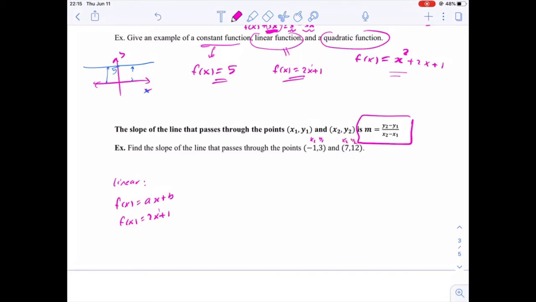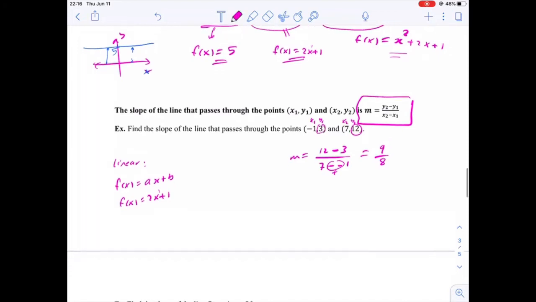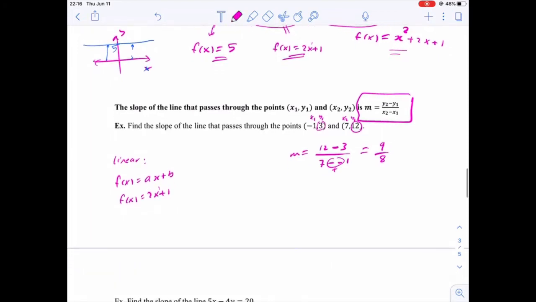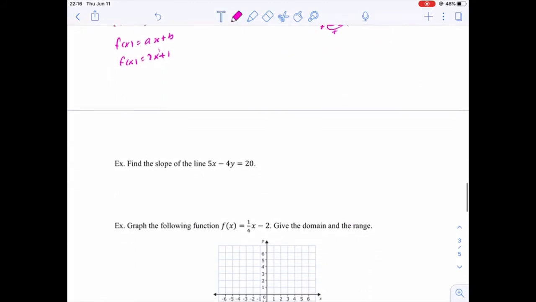This is x2, y2. And then we find the slope. m is y2, which is 12, minus y1, which is 3, over x2, which is 7, minus x1, which is negative 1. So 12 minus 3 is 9. 7 minus negative is plus, plus 1 is 8. This is the slope of the line that passes through the points negative 1, 3, and 7, 12.